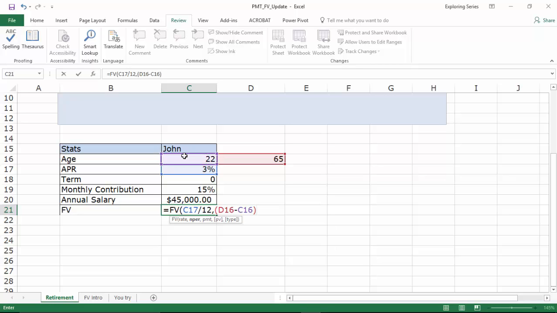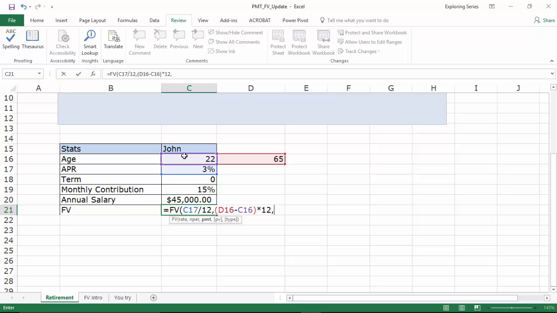Now here's the deal. If you just take 65 minus 22, that'll tell you how many years he is investing in his retirement account. That's not how many total investments he's making. That's how many years he's paying into it. Now, if we take that and we multiply it by 12, that's going to tell us how many total payments John is making in his 401k between the age of 22 and 65. We hit comma to advance to the next argument.